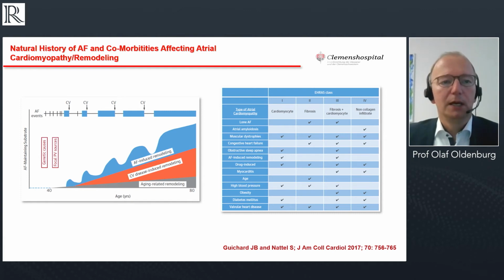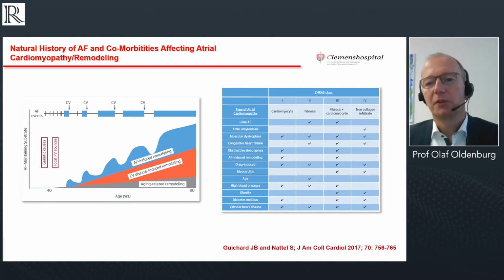Comorbidities here. And at least in that paper in JACC, you see different targets of the comorbidities affecting the atrial cardiomyopathy, and at least obstructive sleep apnea is acknowledged for some of these effects, which is the part of cardiomyocytes and fibrosis within the cardiomyocytes.